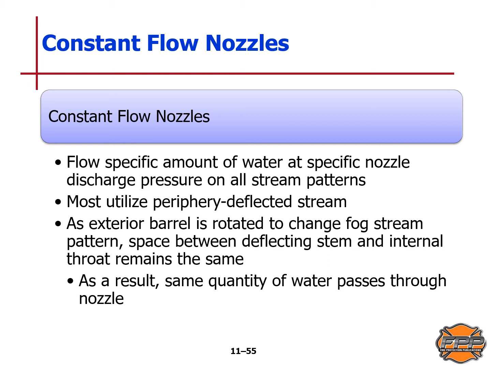Most utilize a periphery deflected stream. As the exterior barrel is rotated to change the fog stream pattern, the space between the deflecting stream and the internal throat remains the same. As a result, the same quantity of water passes through the nozzle.